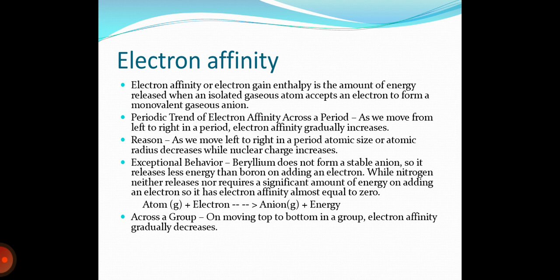The periodic trend of electron affinity across the period: as we move from left to right in a period, electron affinity gradually increases. Reason: as we move from left to right in a period, atomic size or atomic radius decreases while nuclear charge increases. Then across the group, on moving top to bottom in a group, electron affinity gradually decreases.